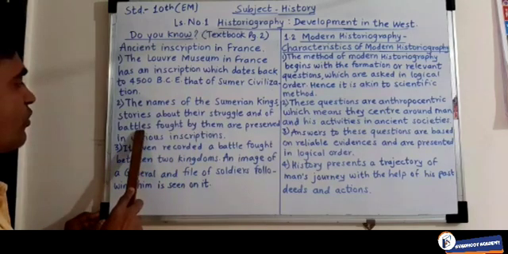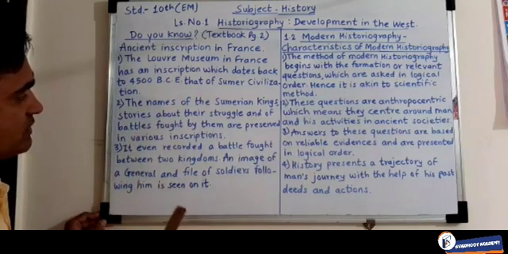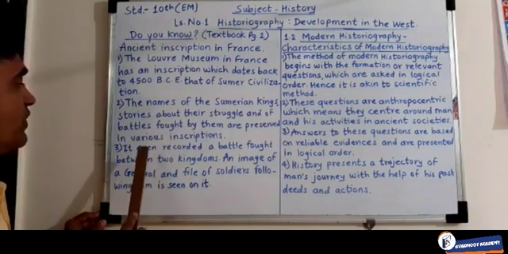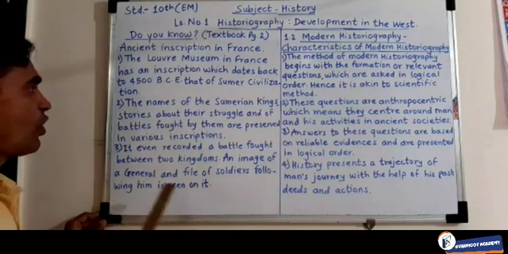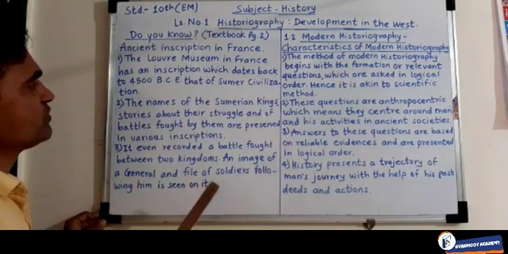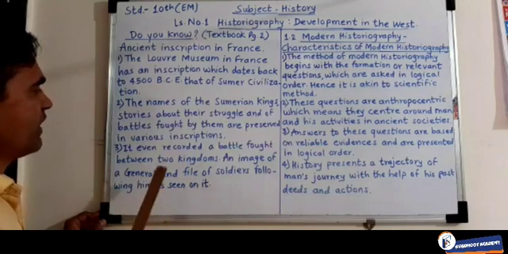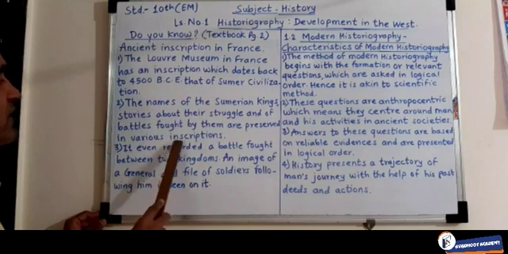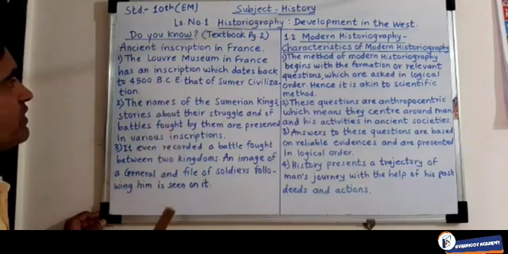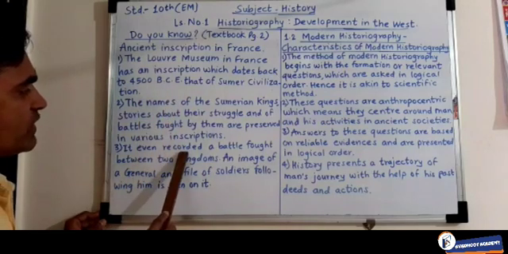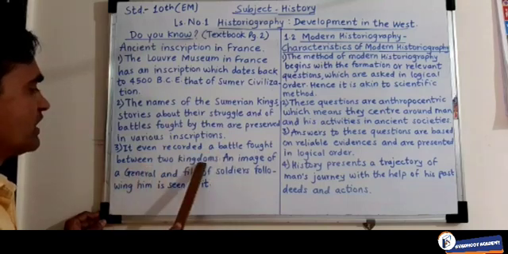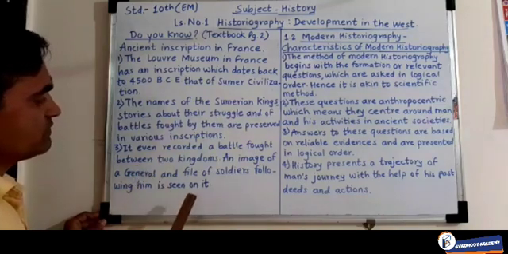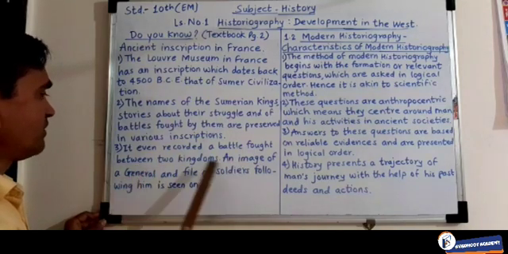Battles means fights, wars. The battles fought by them are preserved in various inscriptions. So all the information about the Sumerian kings, the Sumer civilization, their struggle, their battles, their fights were preserved in the form of inscriptions which we found from France. It even recorded a battle fought between two kingdoms, as an image of a general.